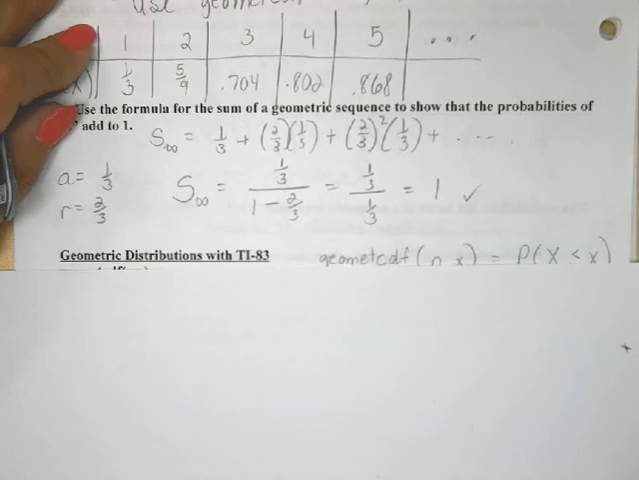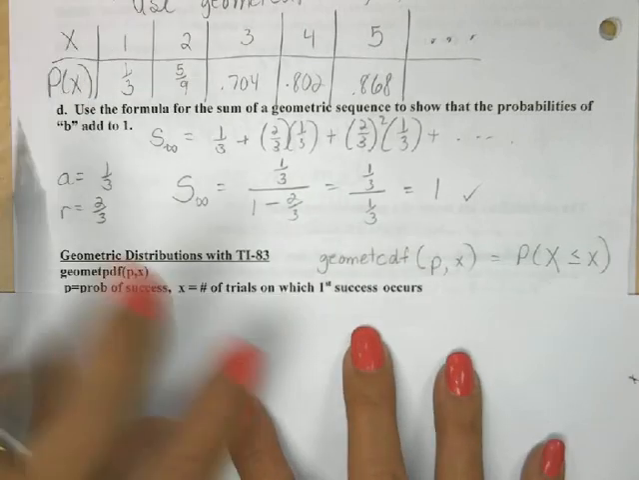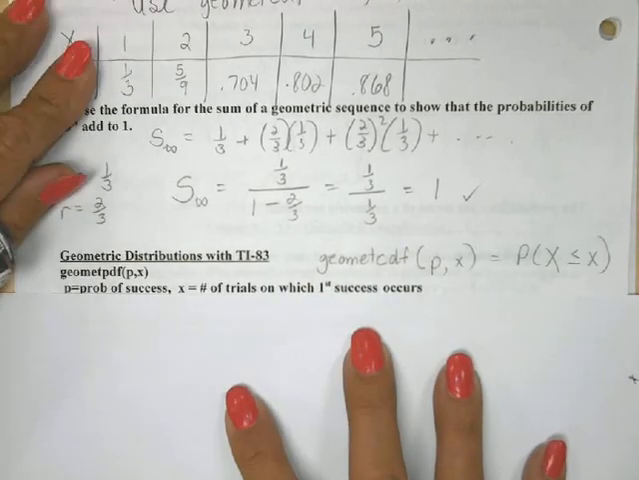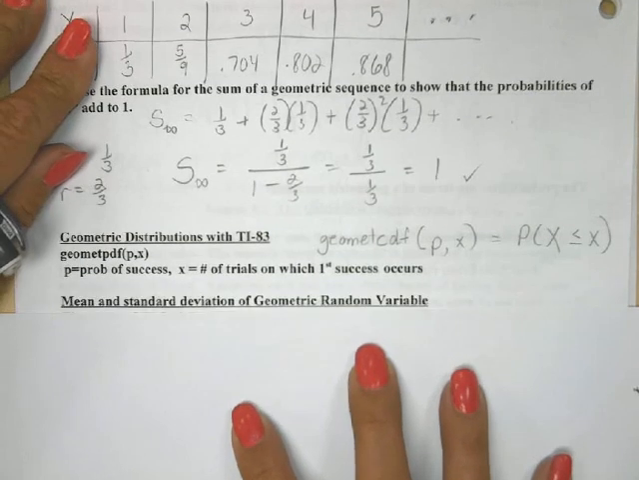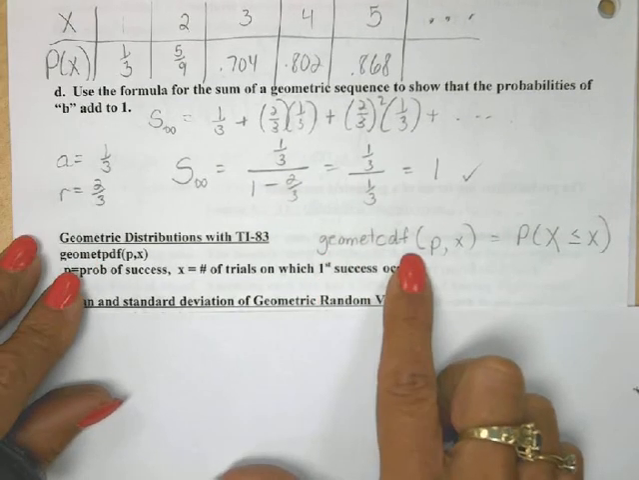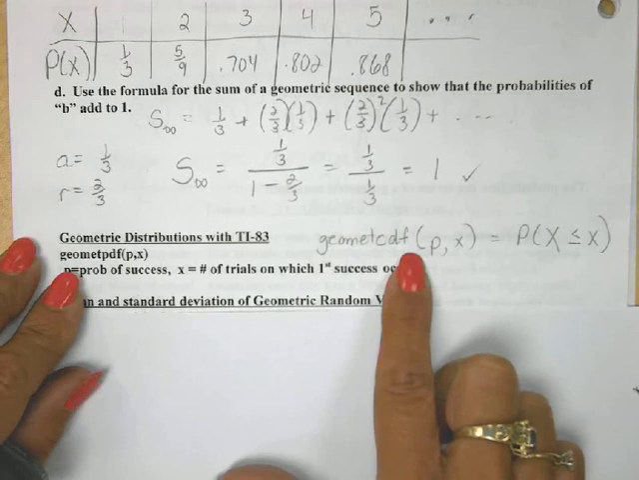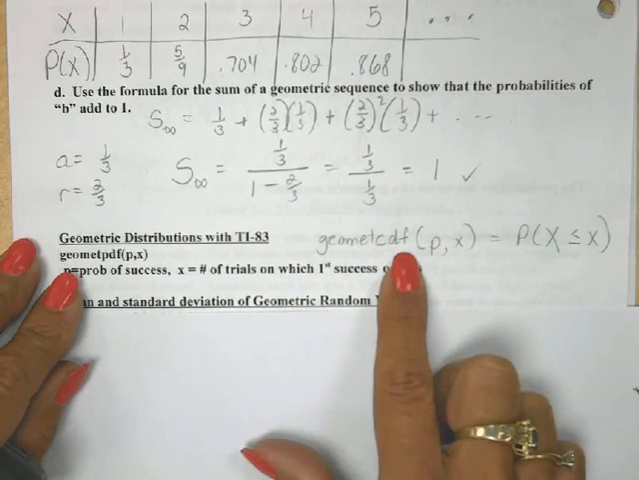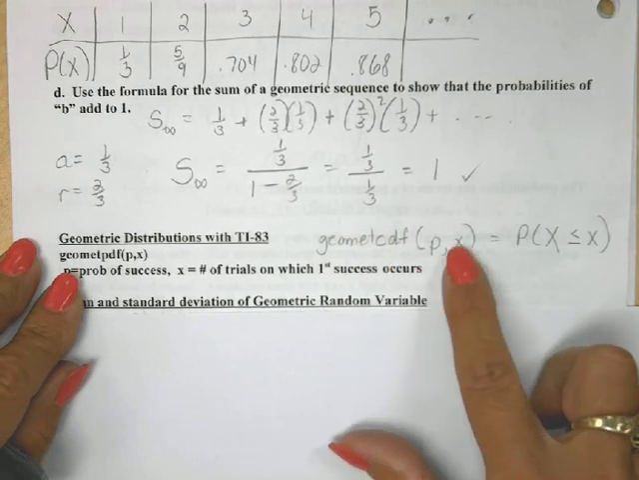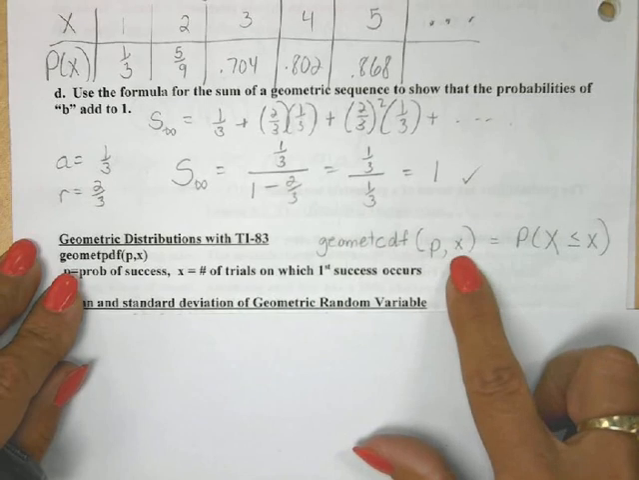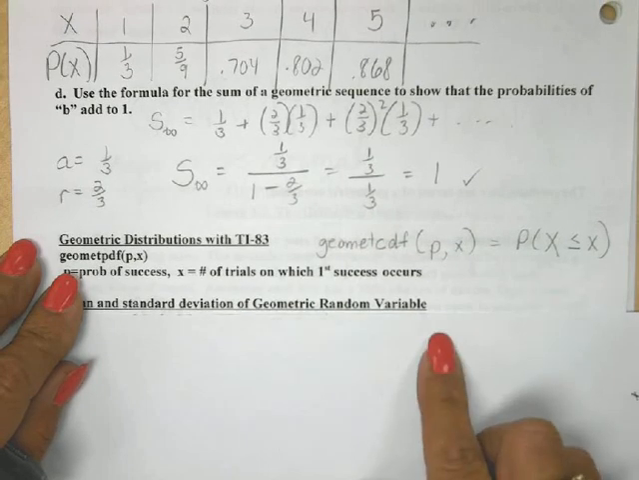But I want to look at, we just talked about this button, and I want to look at a couple little features that we have. So we know that the geometric CDF, just like we have a binomial CDF, accumulates the probability of our situation taking x or fewer times to finally reach that success.